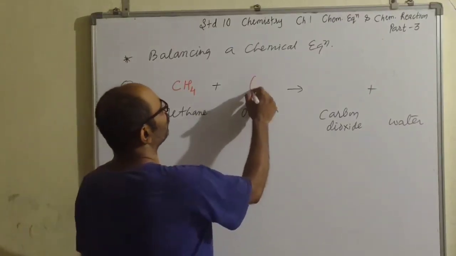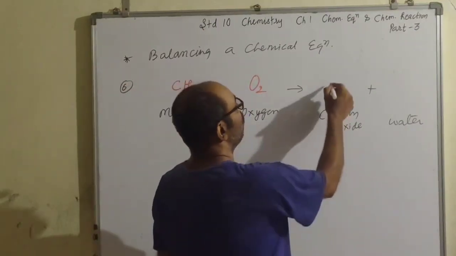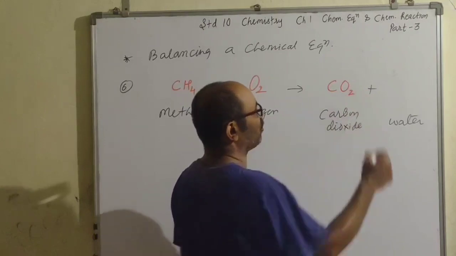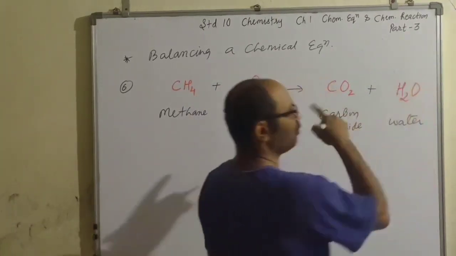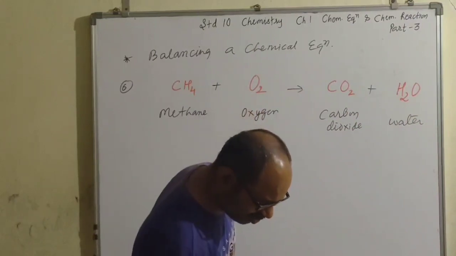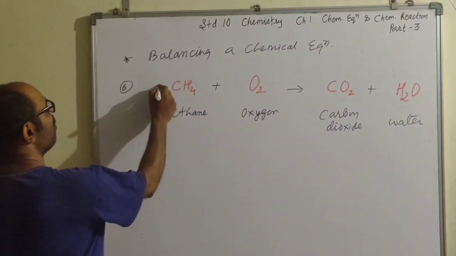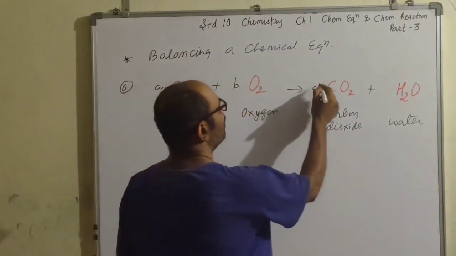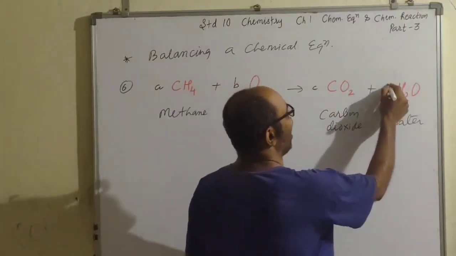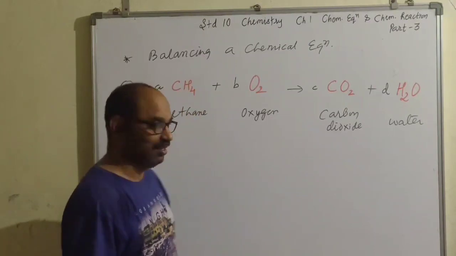Oxygen you know, the symbol is O but the formula is O2. Carbon dioxide also you know, 1 atom of carbon and 2 atoms of oxygen. And water, the most popular one, H2O. So this is the chemical equation. Now let's say A molecule of methane combines with B molecules of oxygen to produce C molecules of carbon dioxide and D molecules of water. This time you have 4 variables.